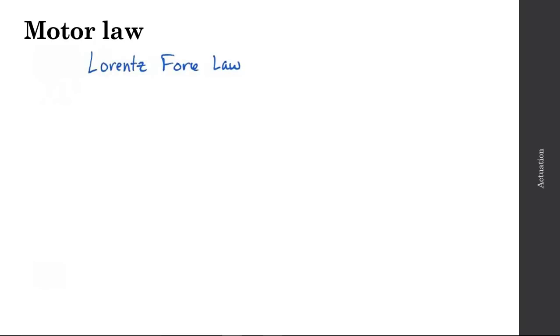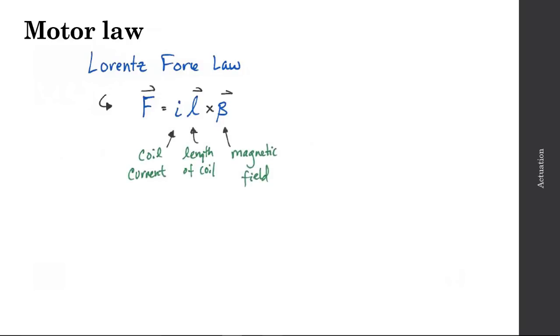Let's begin with the Lorentz force law. The Lorentz force law says that a force will be generated when there is a current through a length of wire subject to a magnetic field. So I is the current in the coil, L is my length of coil, and beta is my magnetic field. We can look at that graphically.